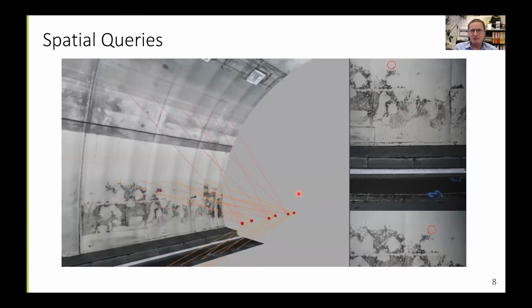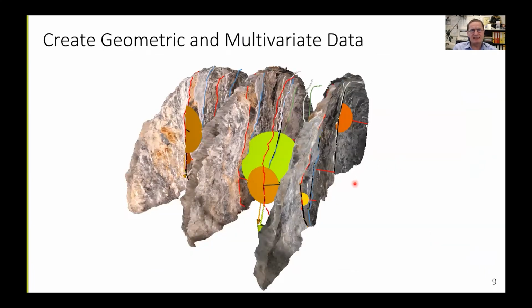And if you do spatial queries, nowadays, if you have a digital model of the tunnel, you were capturing a lot of images, and the tunnel wall and the reconstructed image is maybe of lower quality, and you would like to go back to your original images. So if you're looking at the wall at a specific position, you would like to go back and take a look at the high resolution images, for example. Or you would like to create geometric and multivariate data. Here we see not the tunnel wall, but the cross section of the tunnel during drilling.